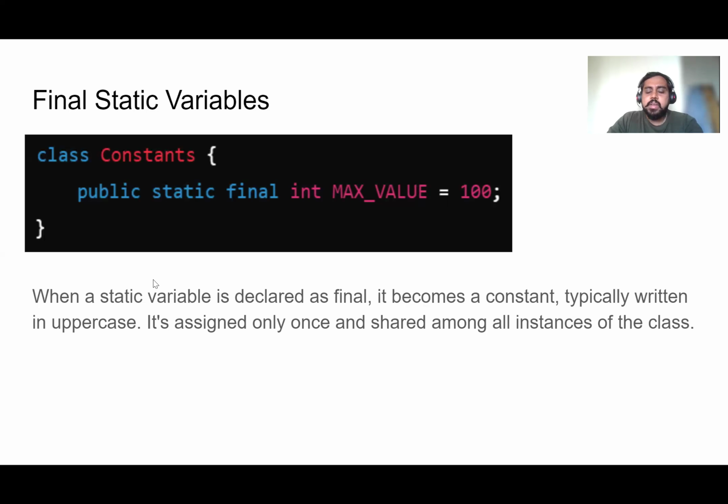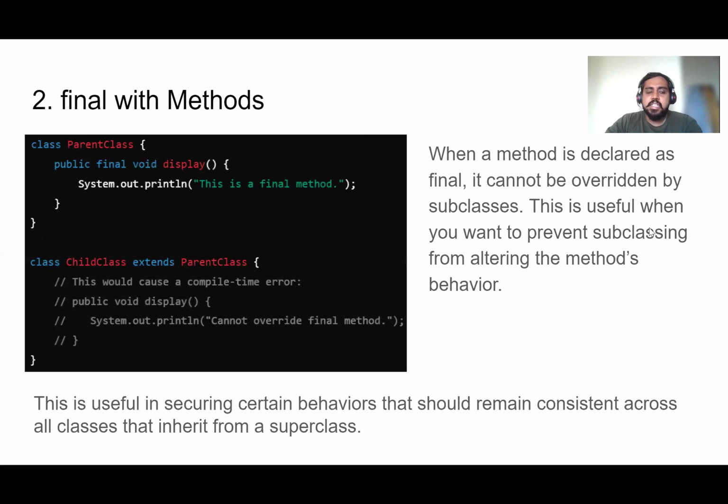So when a static variable is declared as final, it becomes a constant. Typically, we write it in uppercase as a standard, and it is assigned only once and shared among all the objects of the class. So whatever objects we create, only one copy will be shared. These are all about making variables final. Let's see the next one.